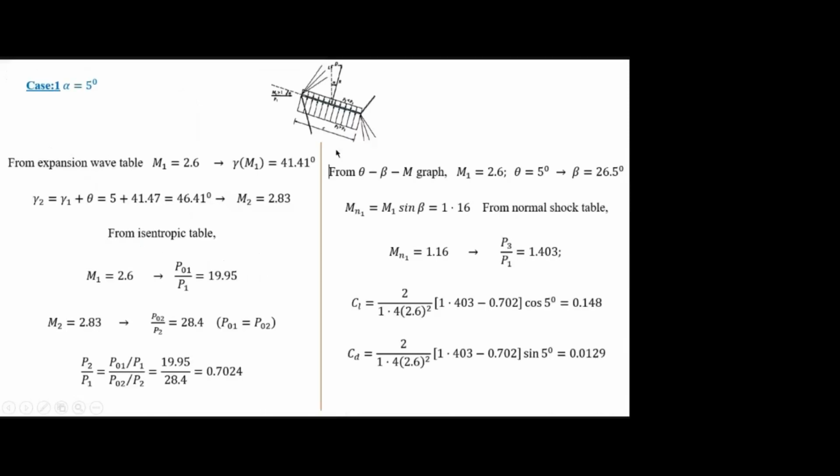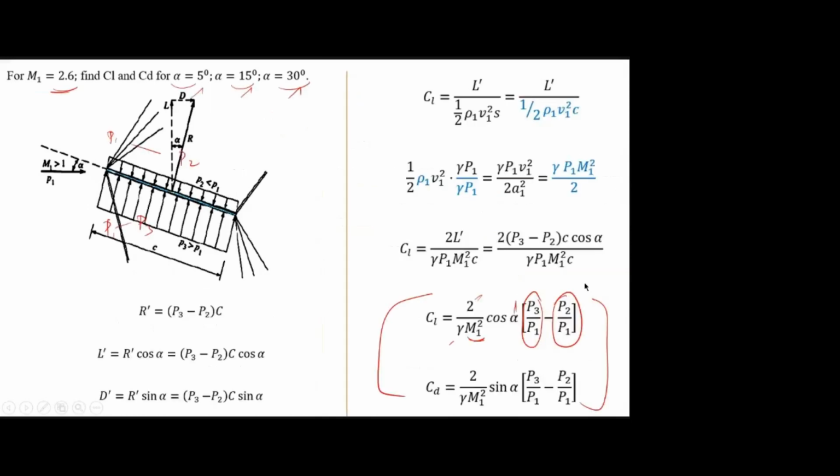You know how to find this pressure ratio. For example, first I am taking the oblique shock wave, the bottom surface. This is station 1, 2, 3. We know the Mach number, and theta is given, that is alpha. Once you know Mach number and theta, using the graph you can find beta. Then you can find Mn1, go to the normal shock table, and find this pressure ratio directly. So we found P3 by P1.